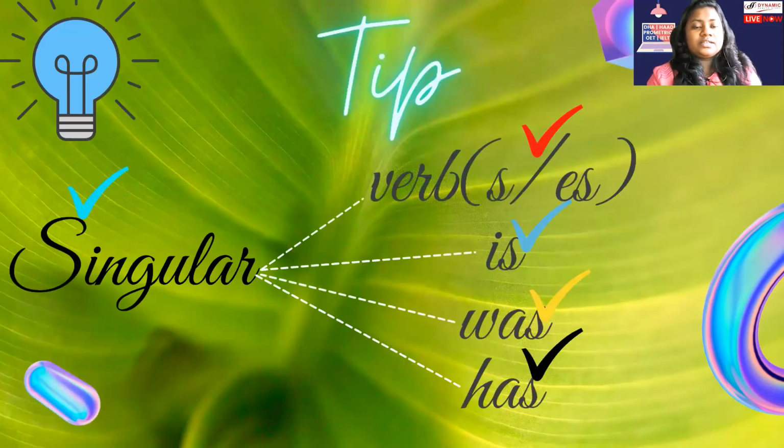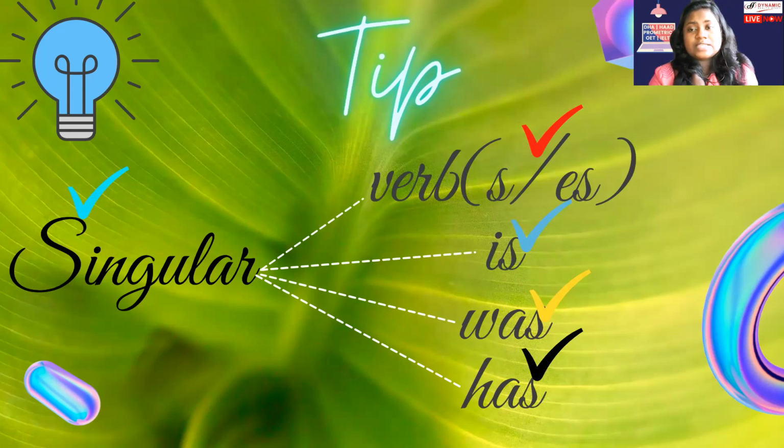You can see here, when you write the word "singular", S is there. It starts with S. I have highlighted that, I have put a tick mark there, S. So when it comes to simple present tense, as we have seen, according to our agreement we have to add S or ES. When it comes to continuous tense, we have to add "is". When it comes to past tense, we have to add "was". And in present perfect, it has to be "has". You can see every auxiliary verb has an S.